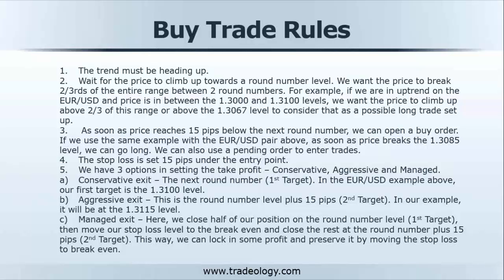Now, placing the order is just one part of it. We also have to ensure that we set a stop loss and a take profit. Now, the stop loss is covered in our next step. Point number 4. The stop loss is set 15 pips under the entry point. For a buy trade, obviously we're going to have to set our stop losses below our entries. So 15 pips away from the entry point, pretty straightforward. Not a lot of thinking or thought required in order to set that.